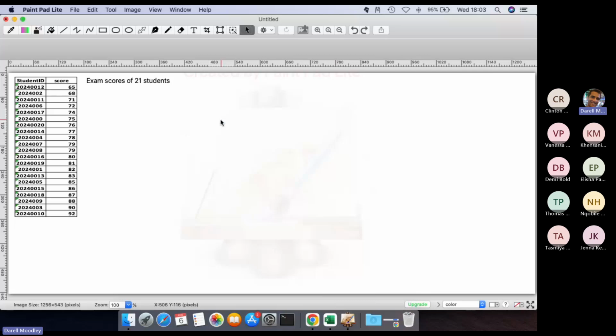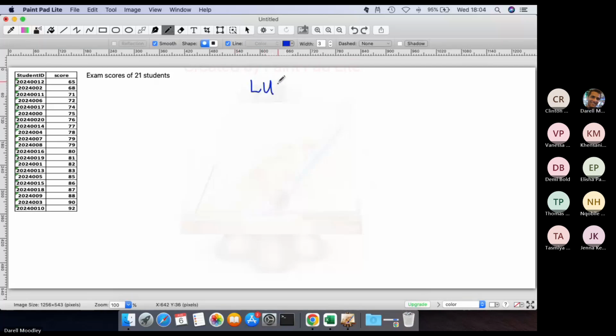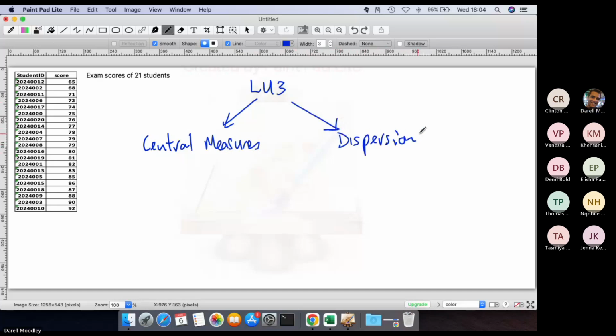All right, so learning unit 3, you're going to cover two measures. Learning unit 3 is split into two parts. You have central measures, and I'll explain what they are in a second. And then you have dispersion measures. All right. Now, what are these two things that I'm talking about?